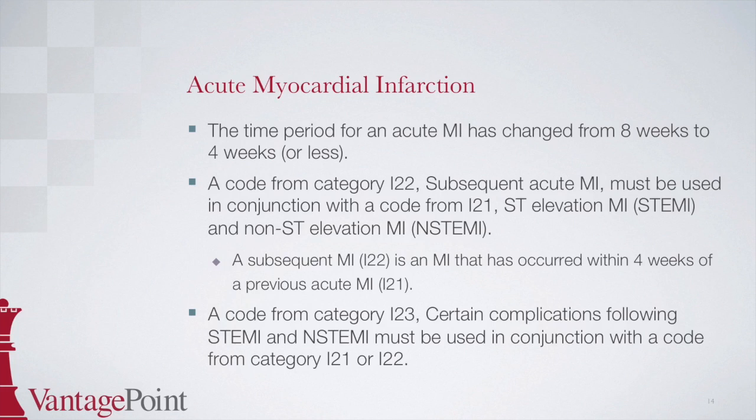So for example, if you had an MI on September 1st, and then another one 2 weeks later on September 15th, the September 15th MI would be coded as a subsequent MI from category I-22. A code from I-22 must be used in conjunction with a code from I-21, which is the acute MI codes. Category I-23 is for complications of an ST elevation MI or a STEMI, or a non-ST elevated MI, which is known as an NSTEMI. These codes must be used with a code from I-21 or I-22.